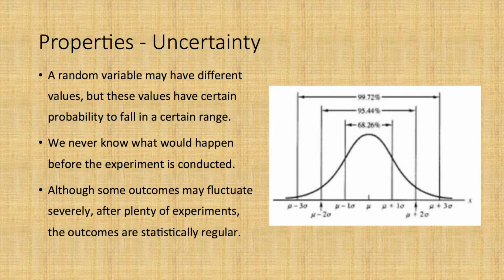Now we come to the properties of random variables. I will introduce two main properties to you: uncertainty and classification. Uncertainty tells us that although the values are uncertain, what we can be sure of is that those values have a certain probability to fall in a certain range. For example, the graph on the right shows what a random variable following a normal distribution should look like. It is ideal, but in reality, we won't get this perfect curve.